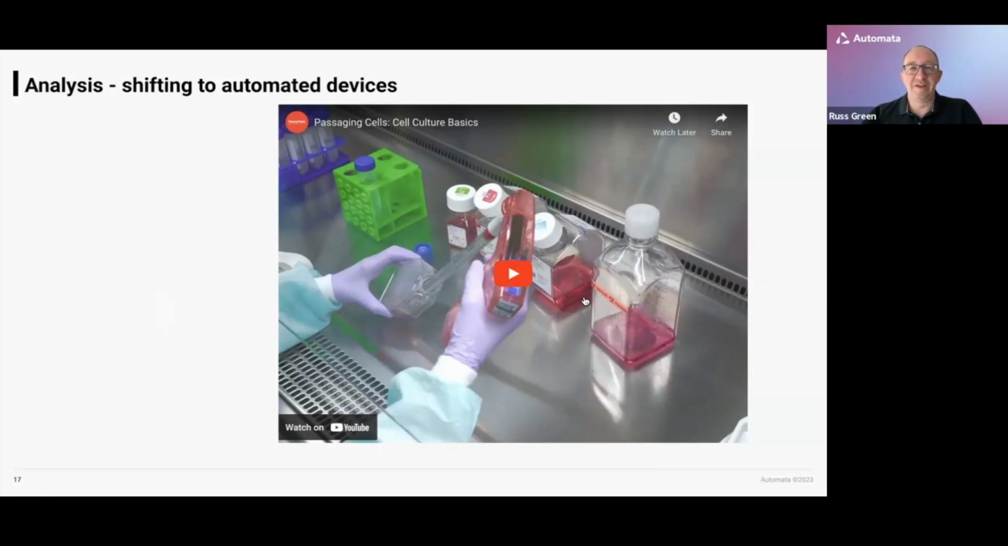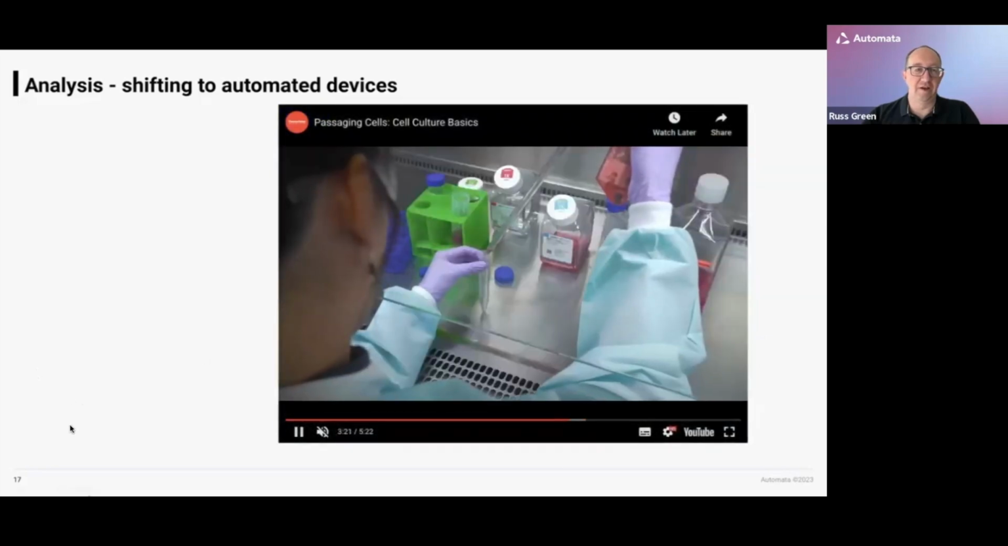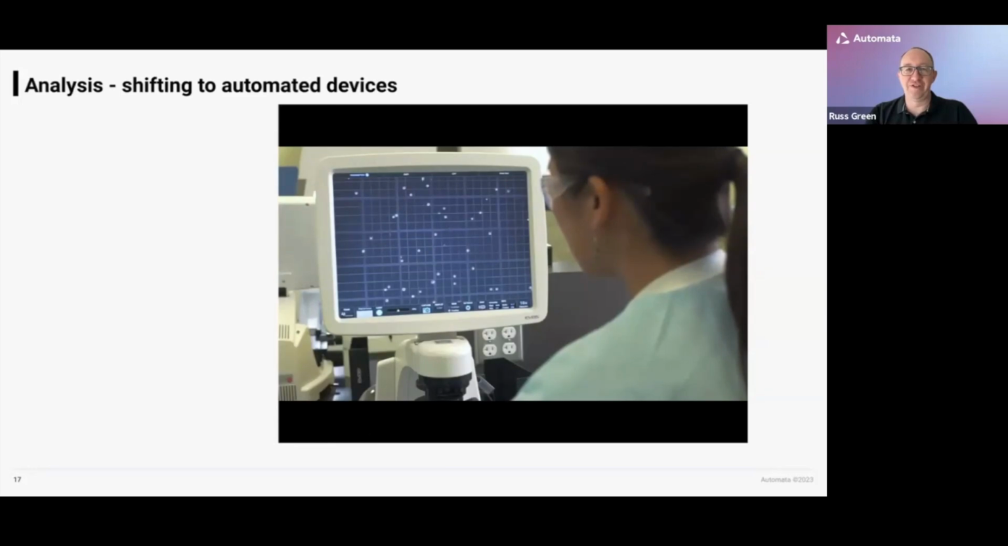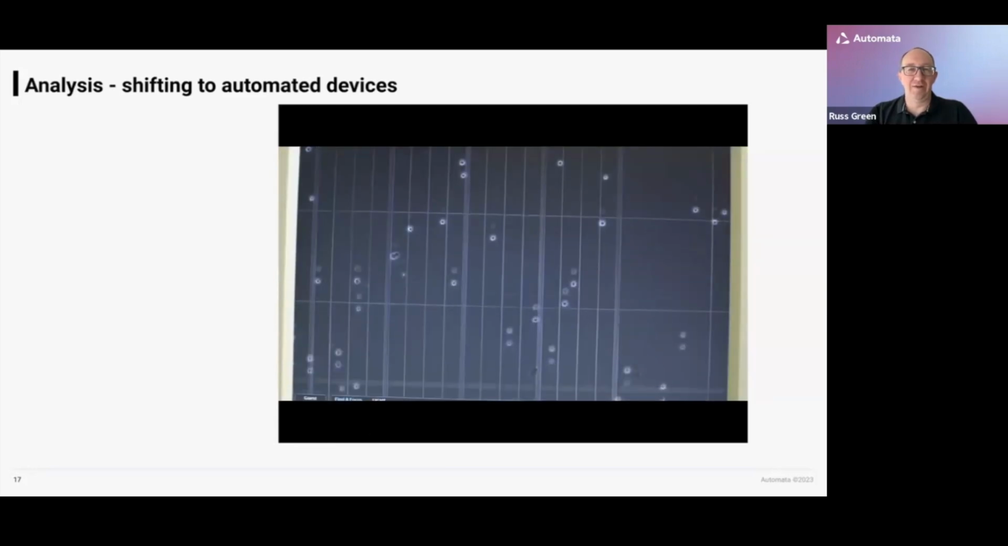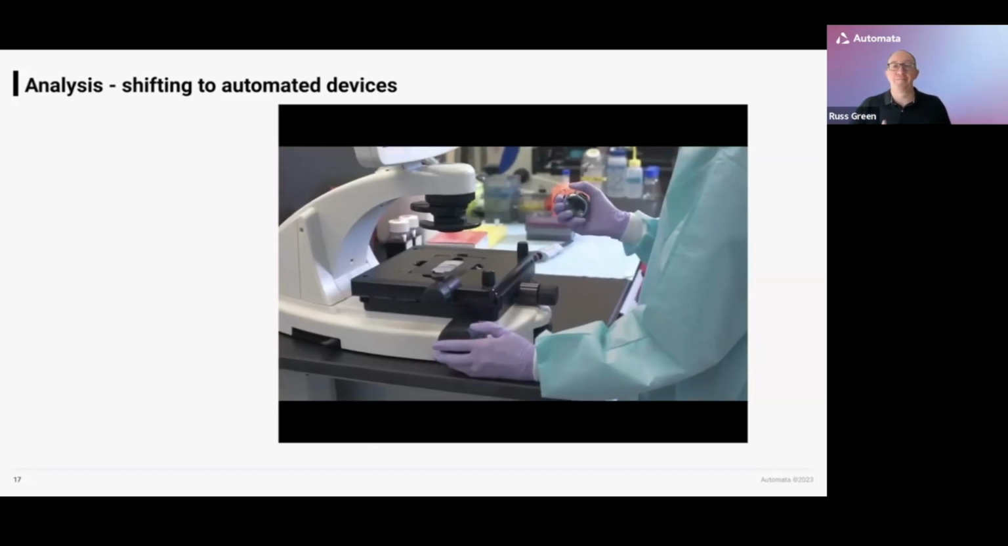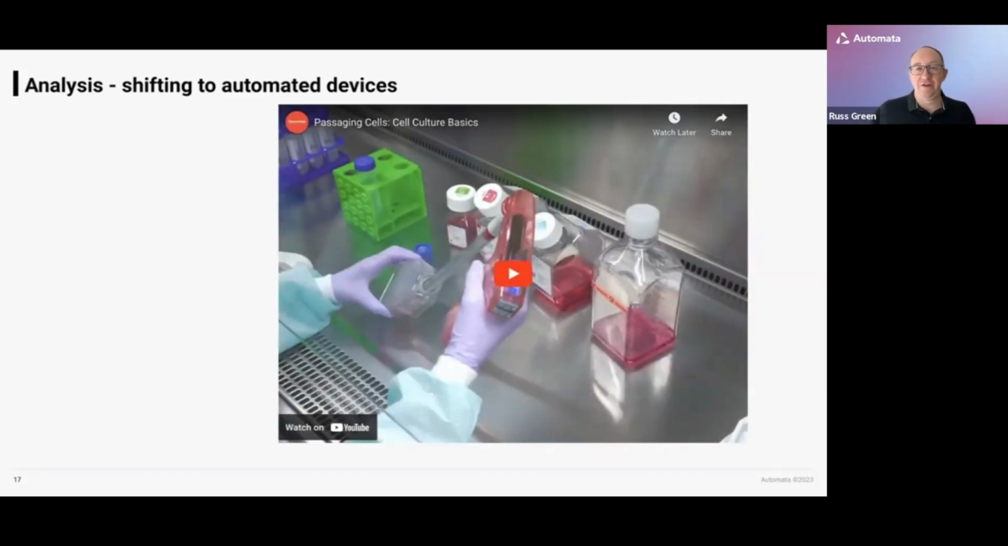Again, this shift to automated devices. I'm going to steal a bit more of the Thermo Fisher video around cell culture basics, and this one is great because it shows the manual process for cell counting and cell viability checking, where we load up a slide and stain it with trypan blue, and then manually count our live and dead cells with a little clicker. Clearly, we can't do this at any kind of scale.